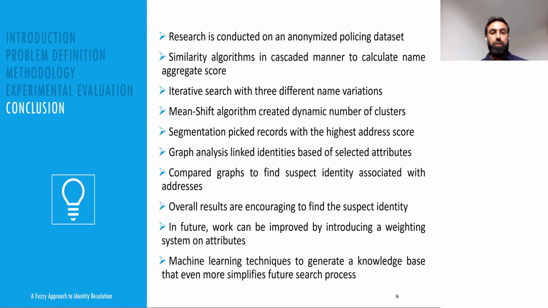And in future, this approach can be improved by introducing a weighting system for each scored attribute, that will definitely help. And then adding a knowledge base to the approach will also help, so that when the initial search has been done, all these results can be saved into the knowledge base. So next time in future, if a search has to be done, then all that identity matching can be done in the knowledge base fast, and then in the actual data set, which can help make the whole search process faster, and it simplifies the process as well.